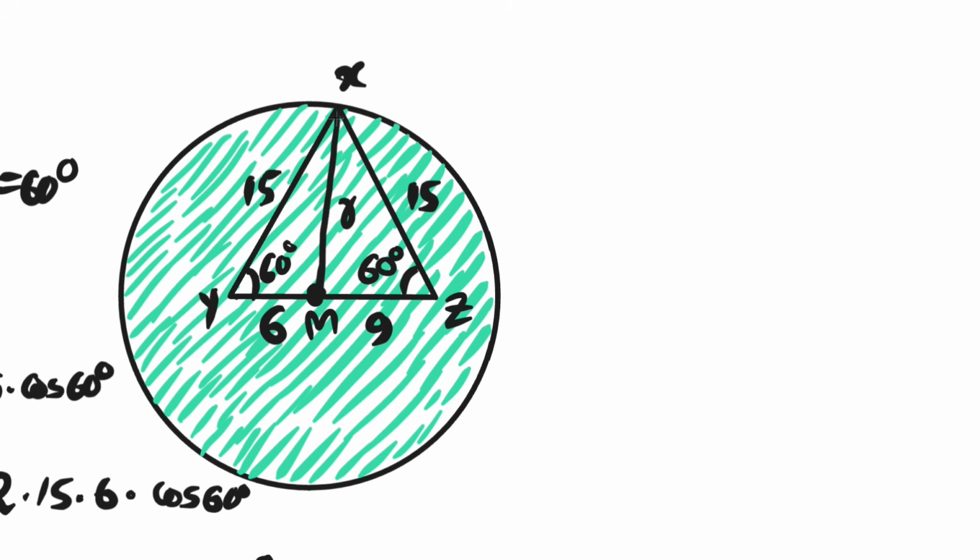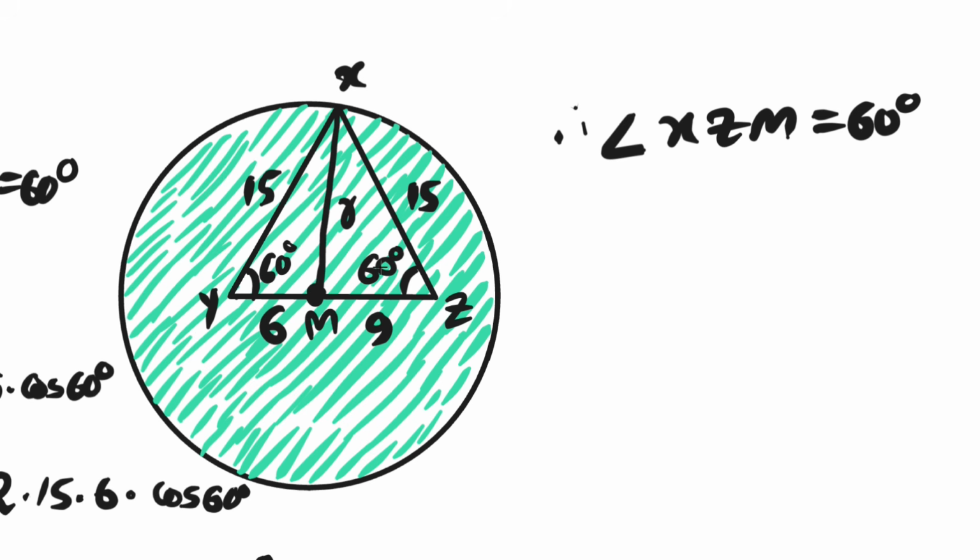So now let's consider triangle XZM. From the original equilateral triangle, we know that XZ is 15 units. We are also given that MZ is 9 units, and because angle XZY in the equilateral triangle is 60 degrees, and M lies on the same straight line as ZY, the angle between XZ and ZM is also 60 degrees. Therefore, angle XZM equals 60 degrees.